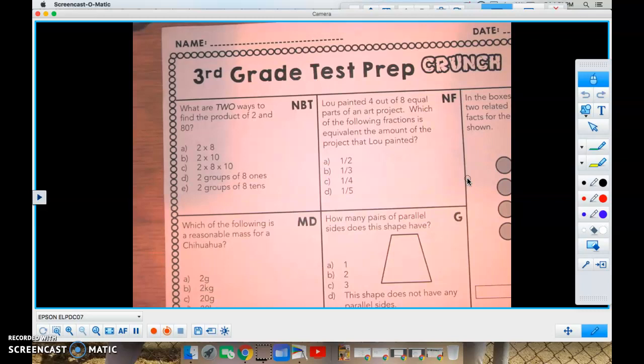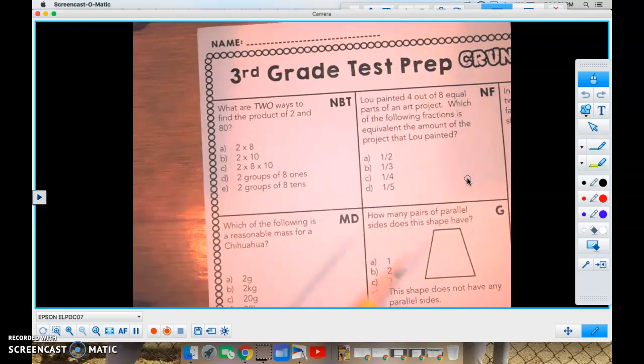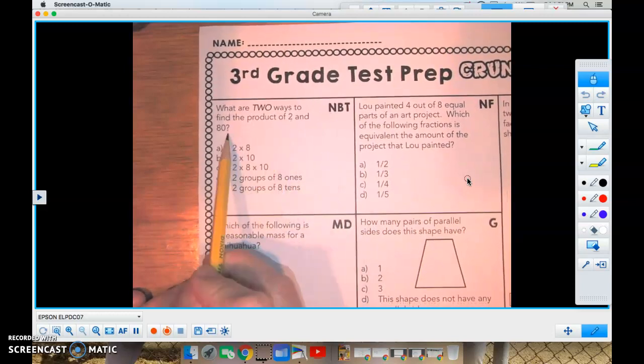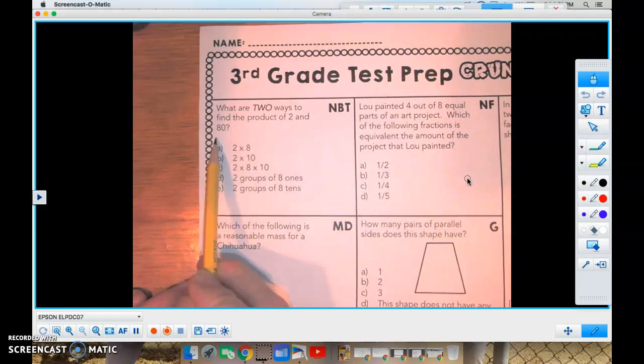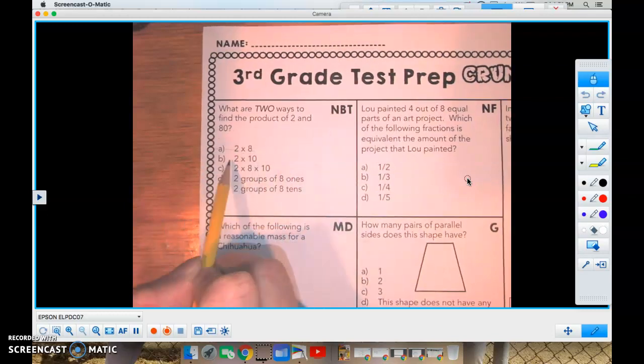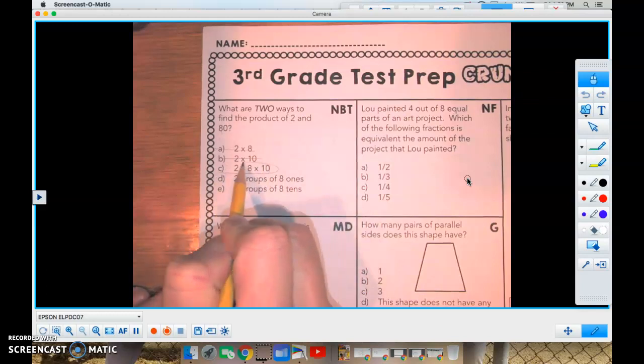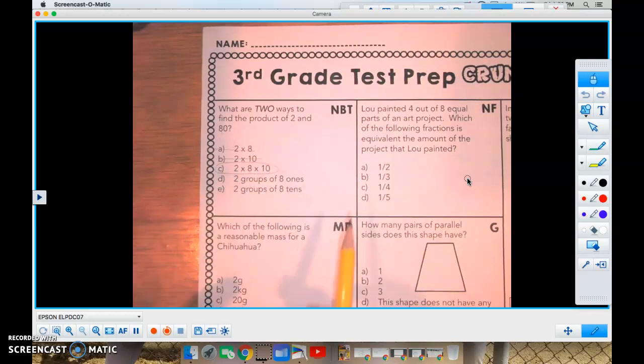So here we go. What are two ways to find the product of 2 and 80? Well, let's look at that. 2 times 8, that's not going to give us the same, is it? 2 times 10 is not going to give us the same, so we know neither of those two. 2 times 8 and then times 10, because 8 times 10 is 80. That is a way. Oh wait, it says 2, so I gotta find another one.